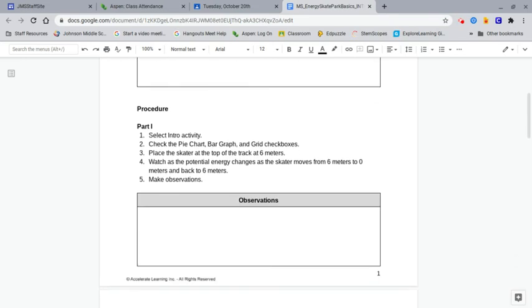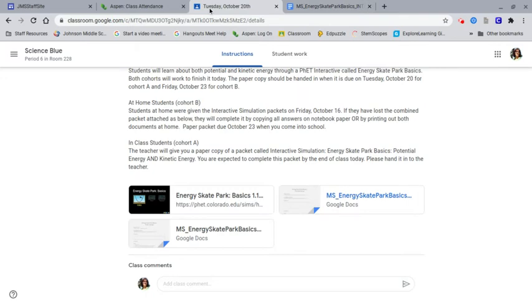The procedures call for you to select the intro activity. Check the pie chart, bar graph, and grid check boxes. And you're going to follow the directions. It says place the skater at the top of the track at 6 meters. Watch as the potential energy changes as the skater moves from 6 to 0 meters and back to 6. Make observations. So for you to access this simulation, you go to this site here.